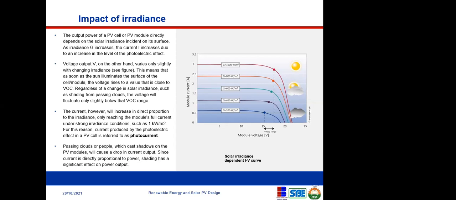Remember that for the voltage, when there is a passing cloud or when someone is passing and casts a shadow on that PV module, it does not really affect the voltage. But in the case of the current, if somebody is passing, for example, for a ground-mounted solar PV system, and you cast a shadow on that solar PV module, for that moment your current will drop, and once your current drops, your power output will also drop. That's what this is just trying to say in essence.